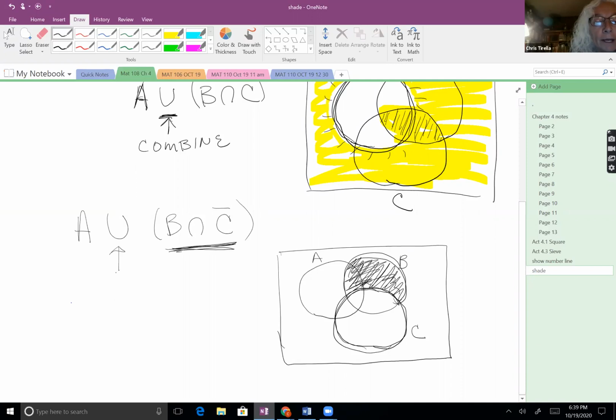Now I want to union or add to that everything inside of A. And so I have A combined with what's inside of B and outside of C. Does that make any sense, folks?